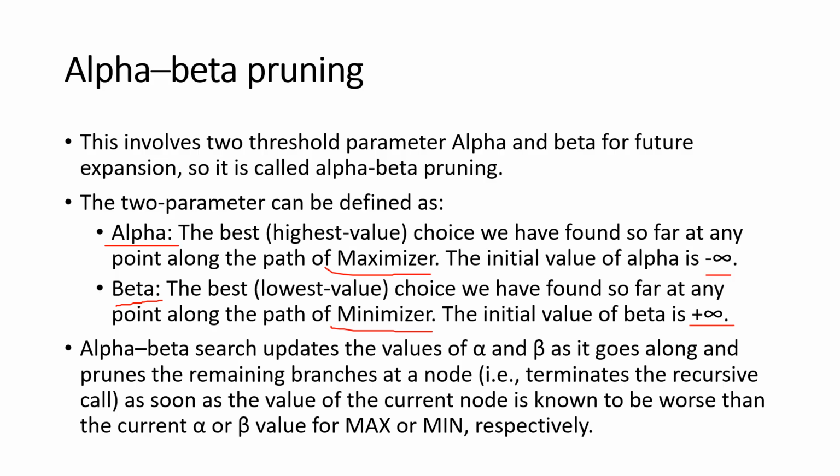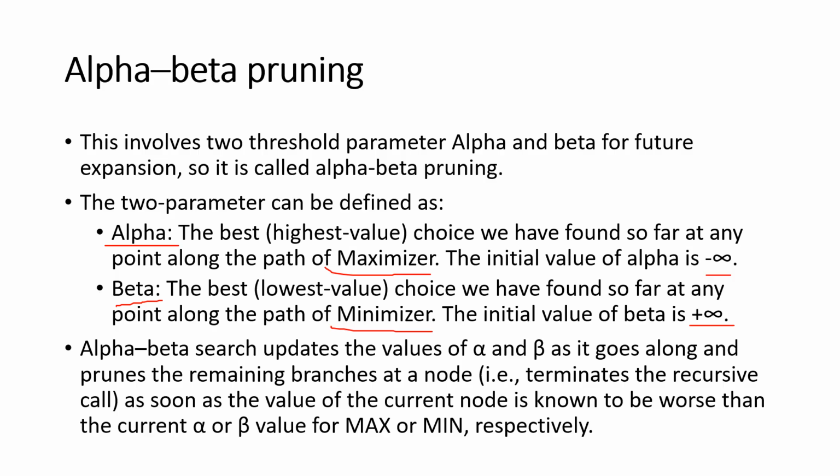The next threshold value is beta. Beta is the lowest value choice we have found so far at any point along the path of the minimizer. It is associated with the min player, and it stores the minimum value min can force so far. Min will not allow the value to go above this. The initial value of beta is plus infinity. Initially, min has no constraint, so the worst case is assumed as positive infinity. Min starts with the highest possible value and reduces beta as it finds worse outcomes.